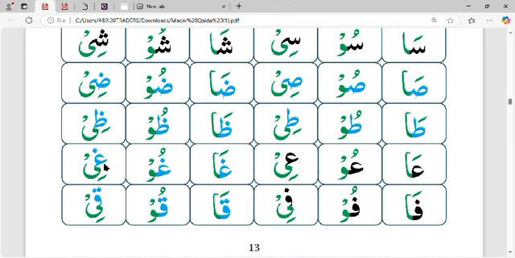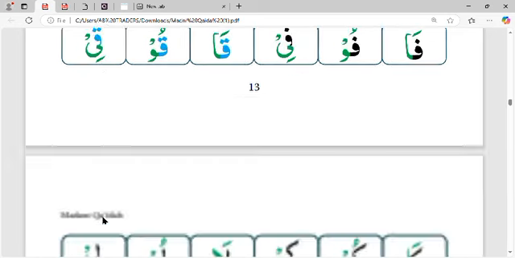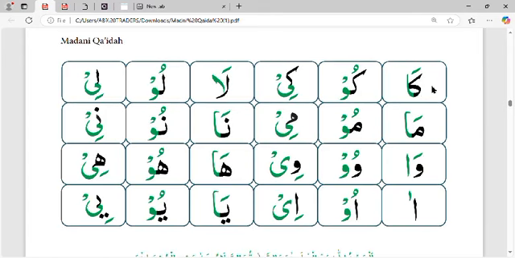Now, the last line, I will read it only with Tajweed. Sa, su, si, da, du, di, ta, tu, ti, za, zu, zi, a, ru, i, gha, ghu, ghi, fa, fu, fi, qa, qu, qi. The next page has four lines.